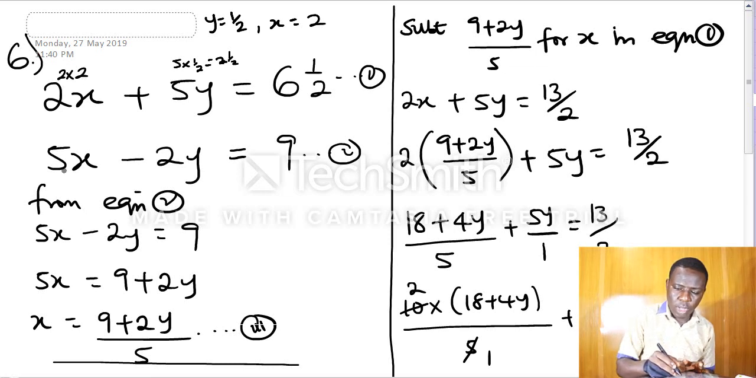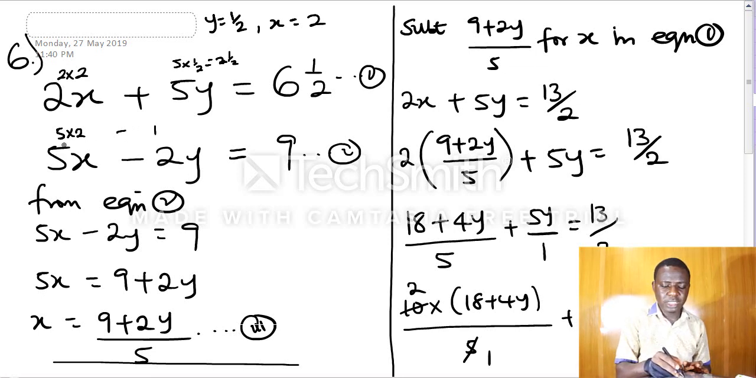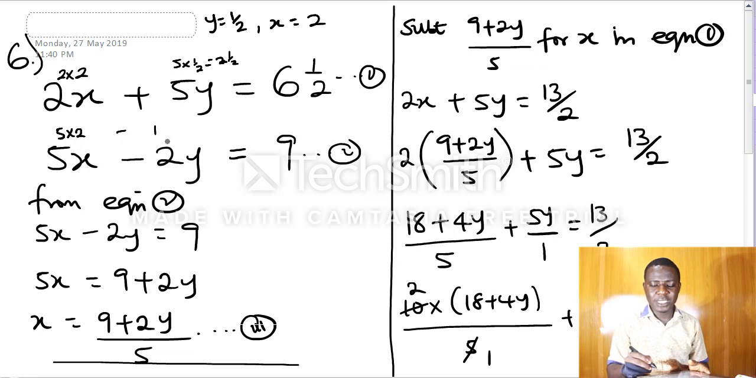Equation 2, we said y is half. This becomes x is 2. This becomes 5 times 2, which is 10, minus half of 2, which is 1. That is, 10 minus 1 is 9.